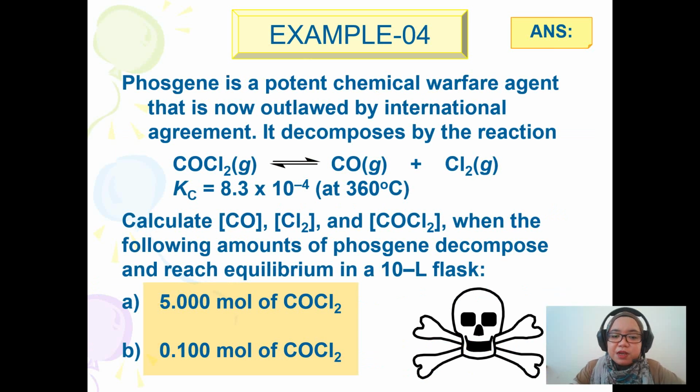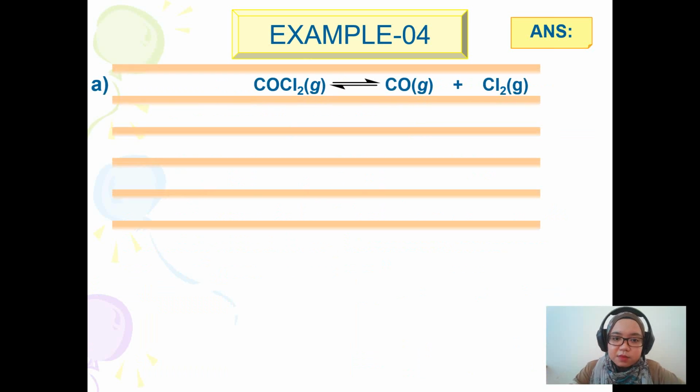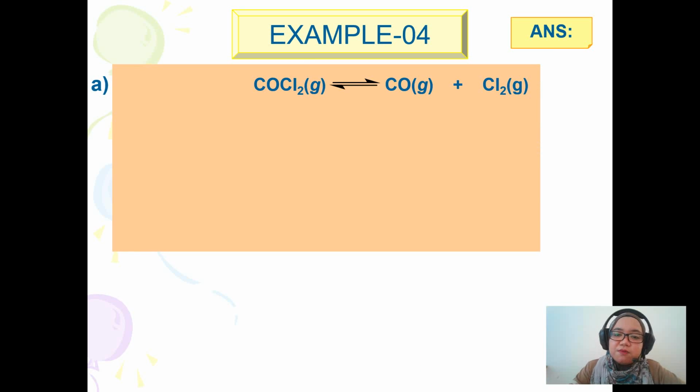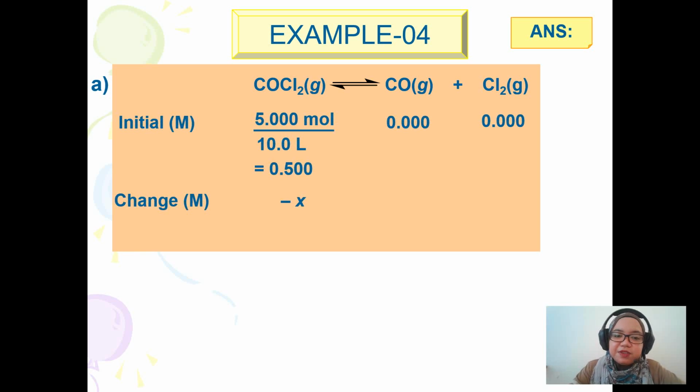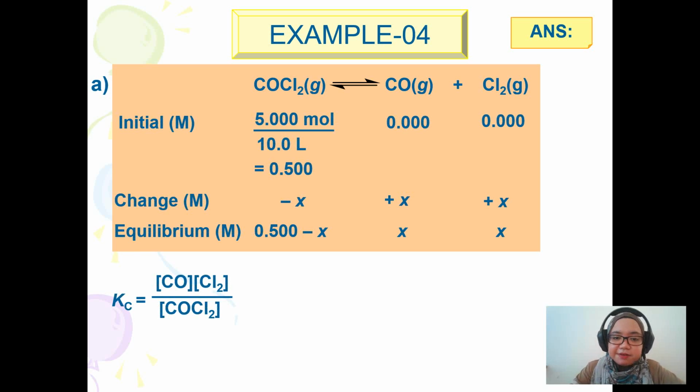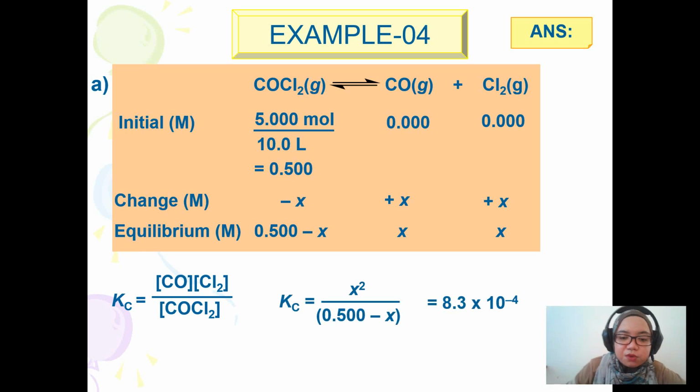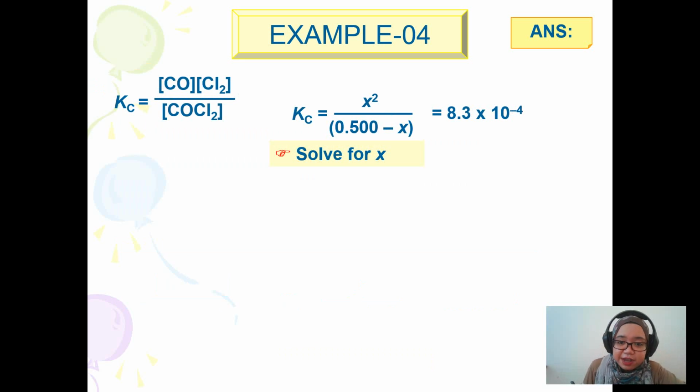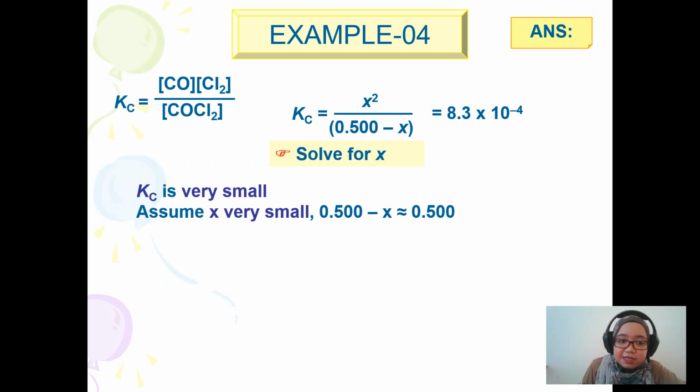So we need to use the quadratic formula. Let's see the first example here. We have COCl2 gas forming carbon monoxide plus Cl2. When we use the ICE table, we have the following expression. The Kc given is really small, so when we solve for x, we assume that x is also very small.